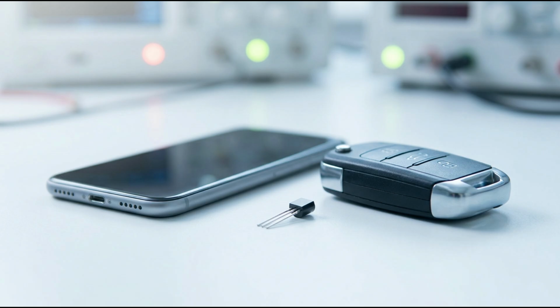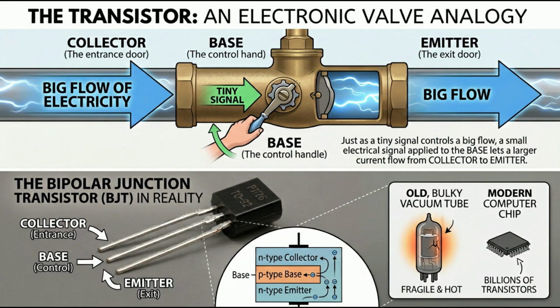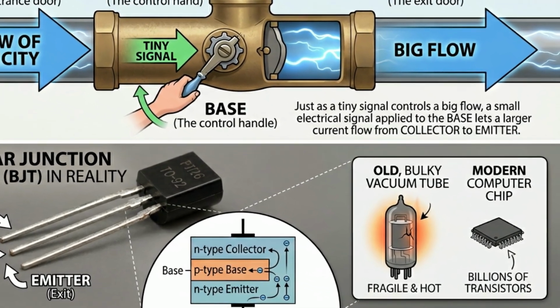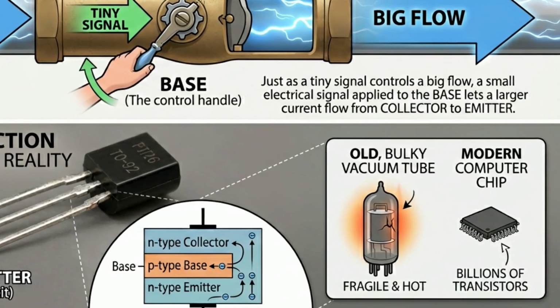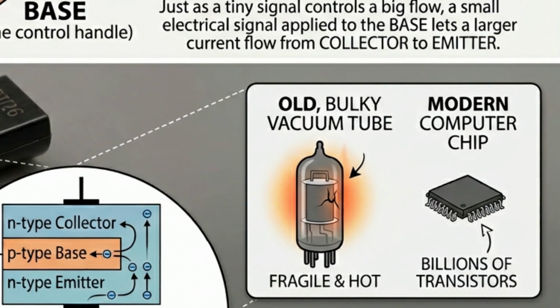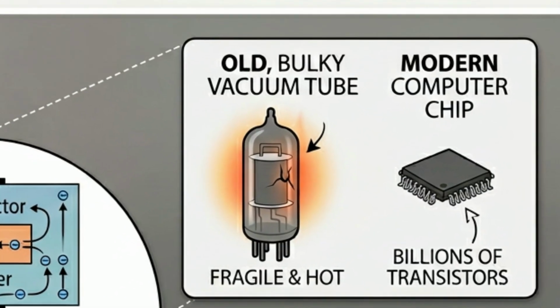Let us begin. First, imagine a transistor as a tiny electronic valve or switch that controls a big flow of electricity with just a tiny signal. It was invented in the 1940s and it changed the world, because before transistors, we used big, bulky vacuum tubes that got hot and broke easily. A single modern computer chip today holds billions of these transistors working together silently.